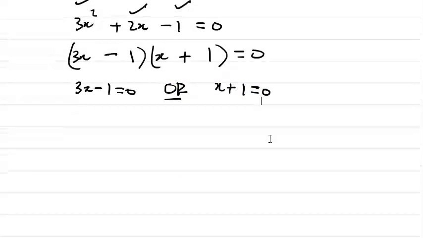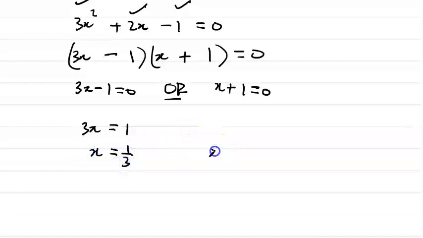Let's solve for x to get the x values of our turning points. 3x equals 1, x equals 1 over 3, and here x equals negative 1. So these are the x values of our turning points. Now in order for us to get the y values of our turning points, we now have to substitute these values into our original equation. And for that, we're going to be using our calculator.